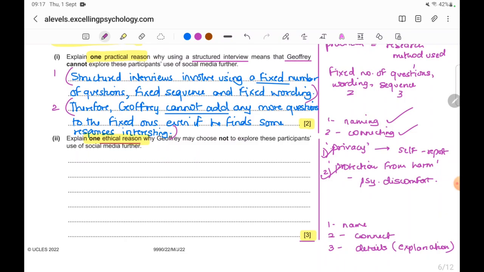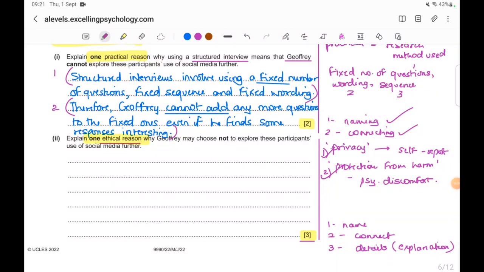Protection from harm is also related to privacy in this case. But if we are discussing this one, we need to put our focus on the harm aspect, not on the privacy aspect. So we will link it, but we'll indicate how that could cause harm or emotional discomfort to the participant. Since participants tend to have a lot of private information shared on social media, having to discuss that with the researcher would make them very uncomfortable.